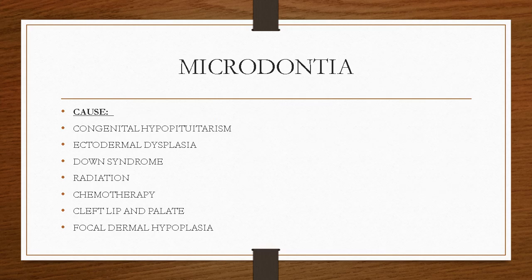Now, what are the causes of microdontia? There are many diseases and syndromes, but the most common causes are congenital hypopituitarism, ectodermal dysplasia, and Down syndrome. It may be because of radiation: when radiation is applied on the developing teeth, it restrains their ability to grow in size. So sometimes the dentition becomes smaller because of radiation. It can also become smaller because of chemotherapy, and it may also be seen in cleft lip and palate, and also focal dermal hypoplasia.